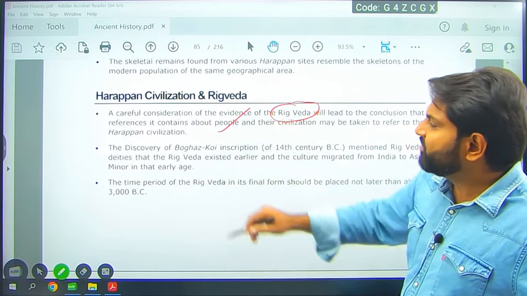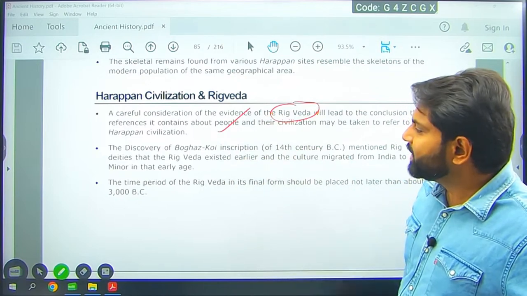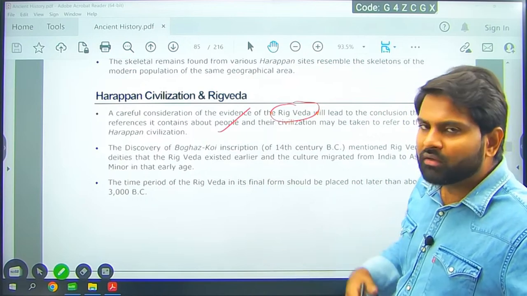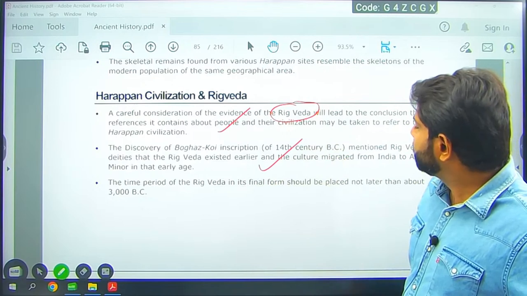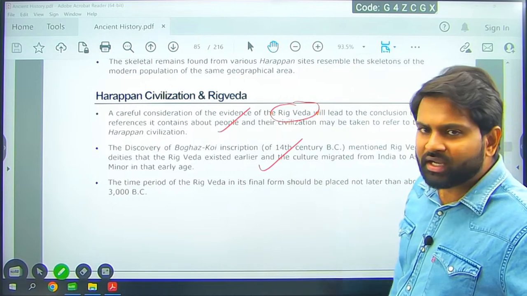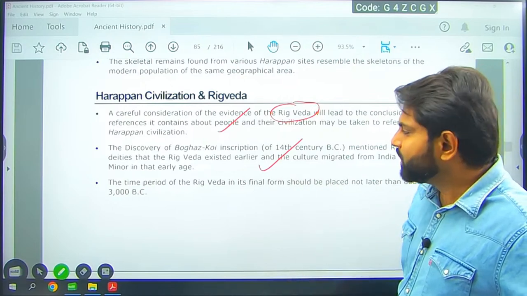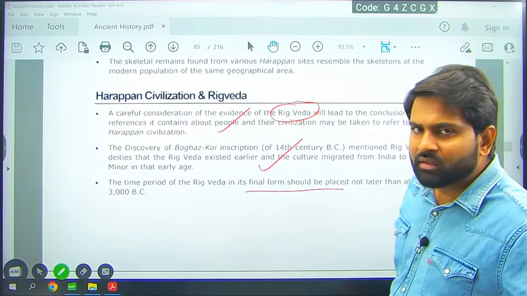The discovery of the Boghazkoi inscription from Asia Minor mentions Rig Vedic deities like Indra and Varuna, who are invoked in taking an oath. The Rig Veda existed earlier and the culture migrated from India to Asia Minor. So, we consider that it migrated from India. The time period of the Rig Veda in its final form should be placed not later than 3000 BC.